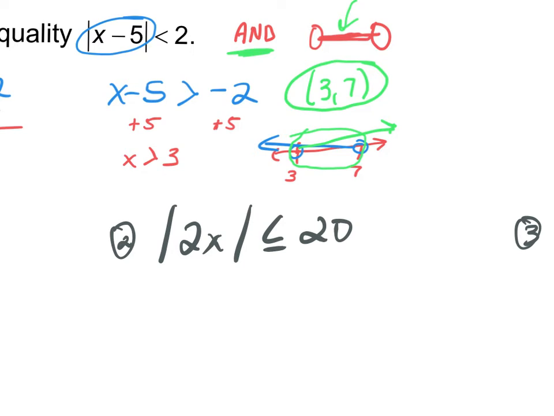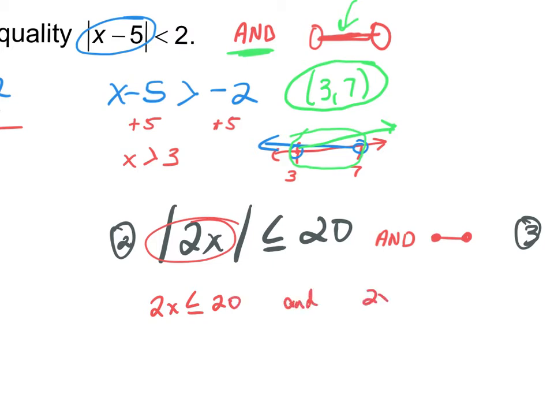Absolute value of 2x is less than, so I'm going to say "and." And when I have an "and" problem, my graph looks something like that. So first, identify: is your absolute value by itself? Yes. So I'm going to write 2x is less than or equal to 20.